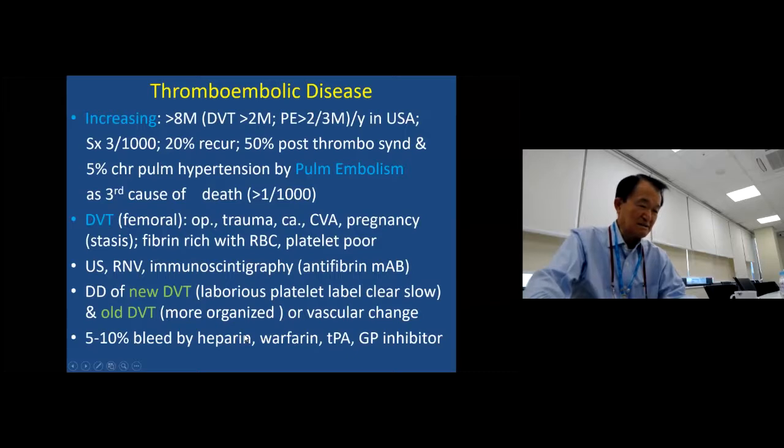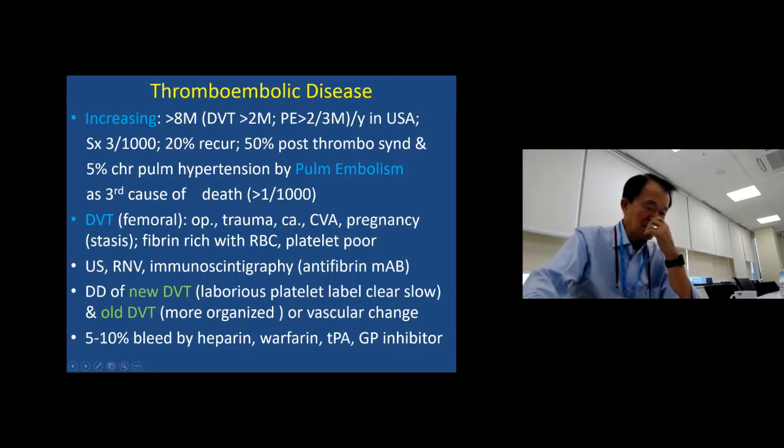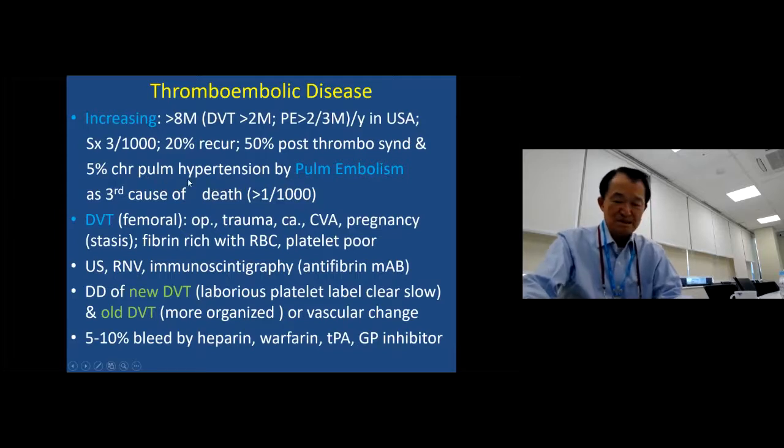And by current treatment, heparin, warfarin, or acute melting agents of thrombosis, there's still a 5 to 10% bleeding complication. And in pulmonary embolism, chronic pulmonary hypertension is a major clinical problem nowadays.